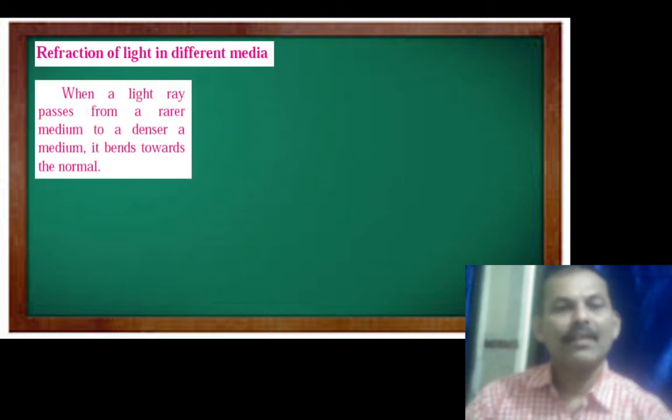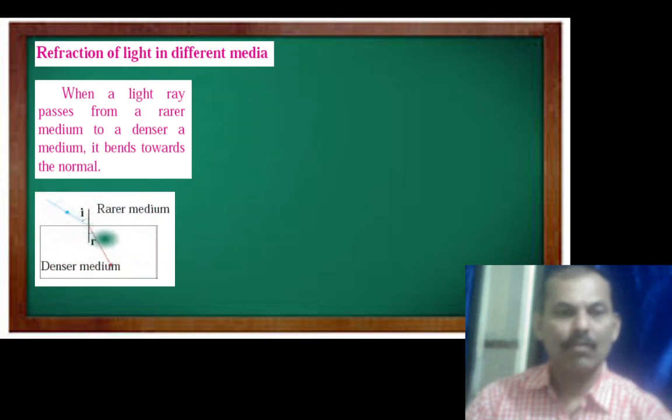When a light ray passes from a rarer medium to a denser medium, it bends towards the normal. You will see this in this diagram.